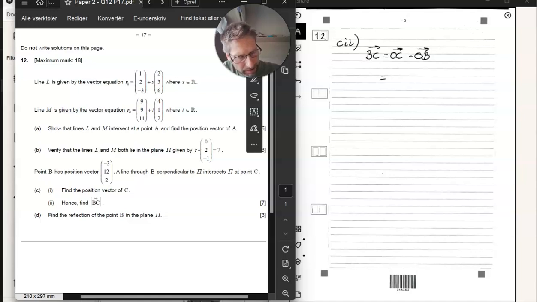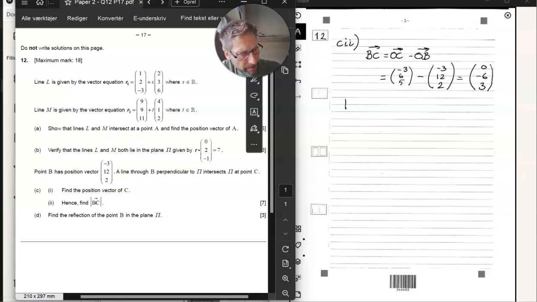So what we're doing is taking -3, 6 and 5, which I have written down right here, and subtracting OB, which was -3, 12, and 2. And what do we get? It is 0. So -3 plus 3, and 6 minus 12, that's -6, and 5 minus 2, that's 3.